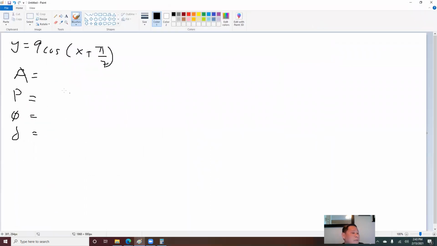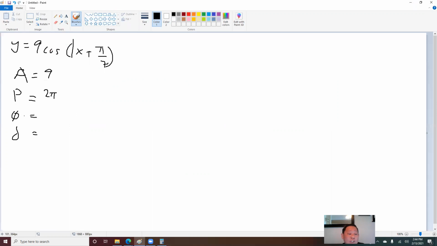So do you know how to do this? I know how to find the amplitude and period. So what is the amplitude in this case? Amplitude is 9. Period is? Period is 2 pi over B, or over 1, which is 2 pi. Good. So B is 1. Very good.